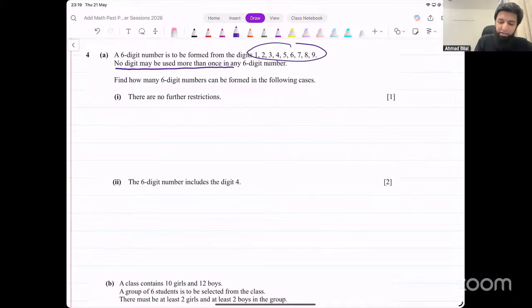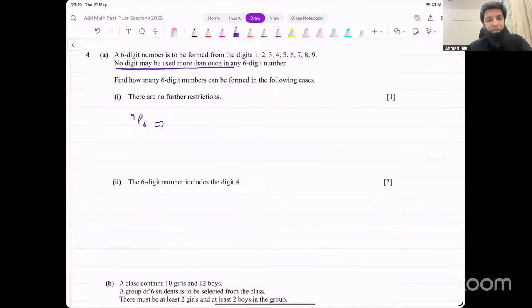Now there are 9 digits. You want to make a 6-digit number. You can think of it like this. You've got 9 objects. You want to arrange them in 6 places. How can you do that? 9p6. And that should give you the result. Just put this on a calculator.